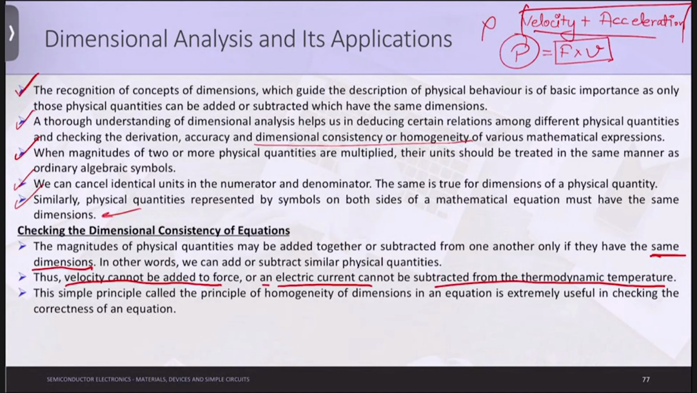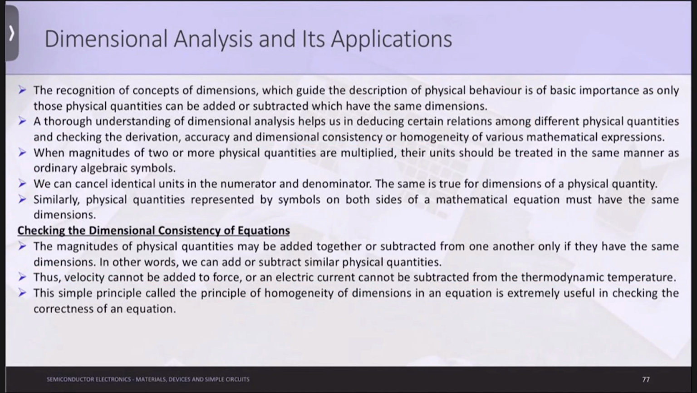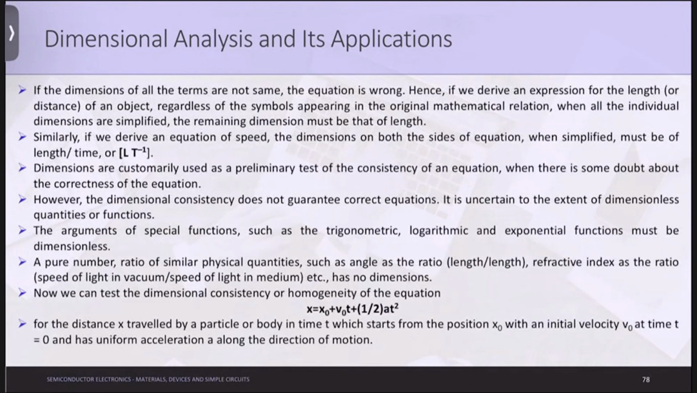Okay, the simple principle. What is this principle called? This principle is called the principle of homogeneity of dimensions in an equation. It is extremely useful in checking the correctness of an equation. So let us consider this and then move forward. If the dimensions of all the terms are not the same, the equation is wrong. Hence, if we derive an expression for the length of an object, regardless of the symbols appearing in the original mathematical relation, when all the individual dimensions are simplified, the remaining dimension must be that of length only.